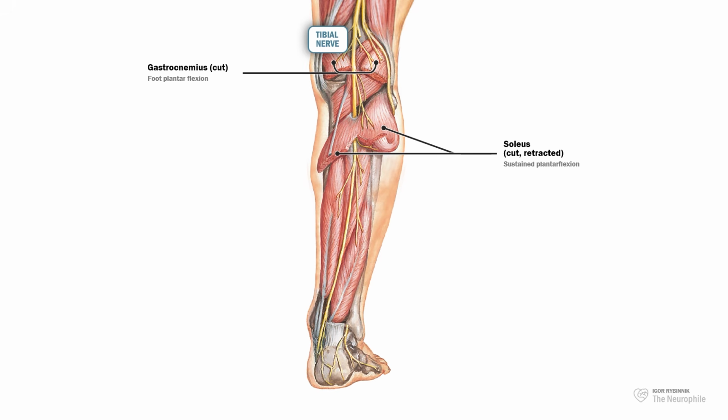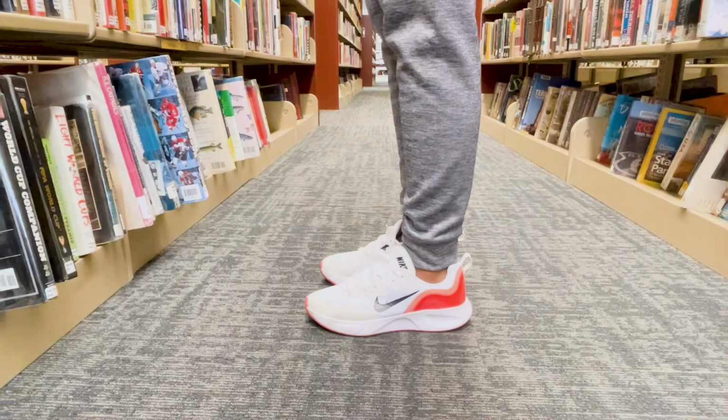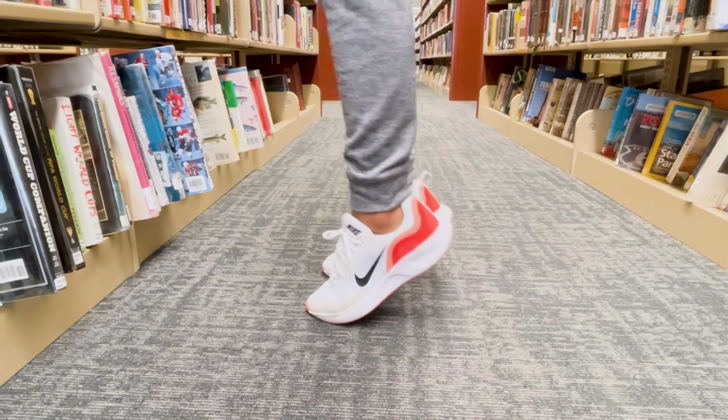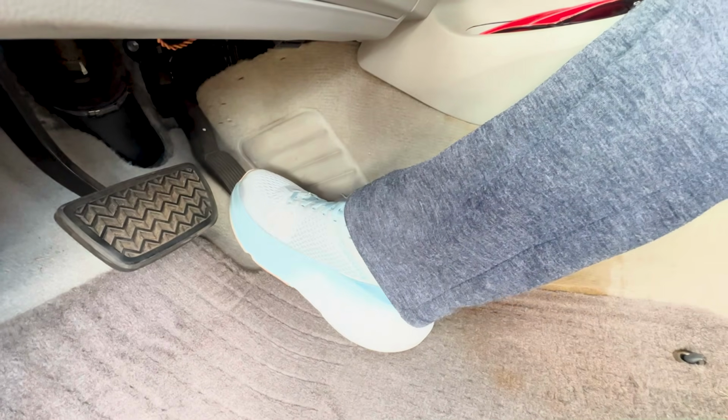As it travels between those muscles, the tibial nerve also supplies the tibialis posterior. This muscle helps invert the foot, turns the sole inward, especially when the foot is plantar flexed, pointed downward. It also innervates the flexor digitorum longus, that flexes the toes, and flexor hallucis longus, which flexes the big toe. The tibial nerve controls the muscles that let you rise up onto your toes to reach the top shelf, push off the ground when you walk, or even hit the gas pedal while driving.